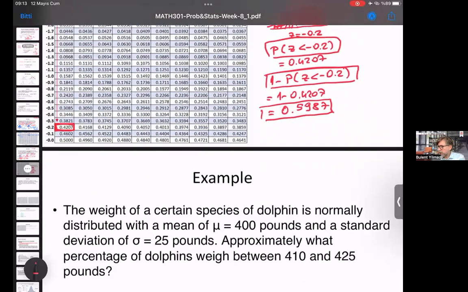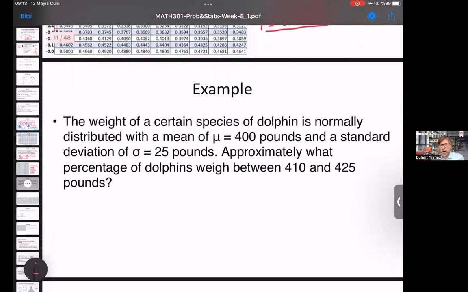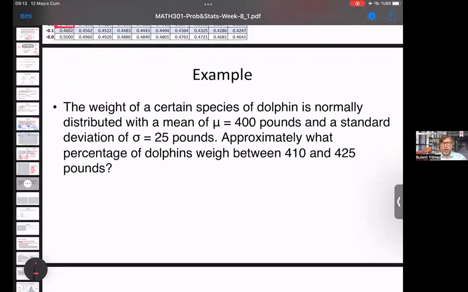Okay. Now it's your time again. Now I want you to give me the final result. Okay, use the Z table on the net and give me the probability. What is the question, guys?